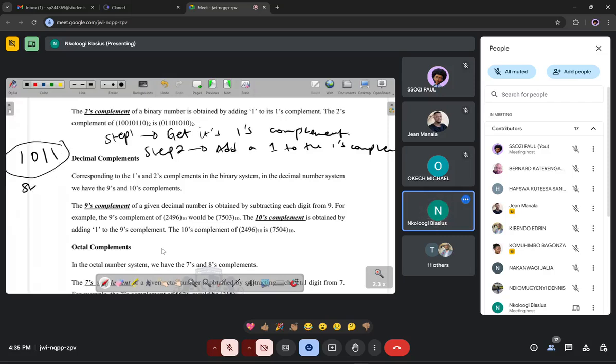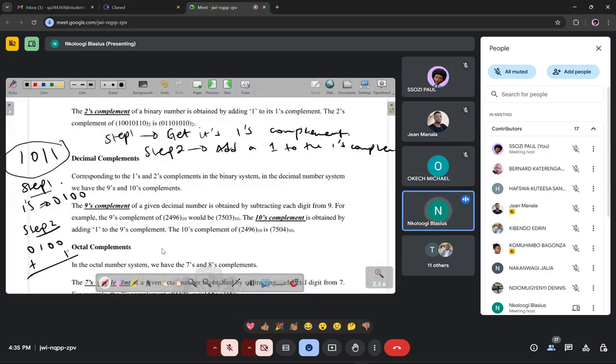Step 1, I would say get the 1's complement. So 1's complement will be what? It will be 0, 1, 0, 0. Then add a 1, which is step 2. Add a 1, so I would have now 0, 1, 0, 0 plus a 1.